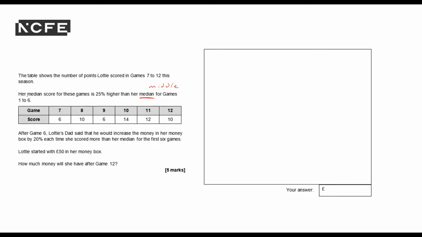So her median score for these games is 25% higher than her median for games 1 to 6. After game 6, Lottie's dad said he would increase the money in her money box by 20% each time she scored more than her median for the first 6 games. Okay, Lottie started with £50 in her money box. How much money will she have after game 12?